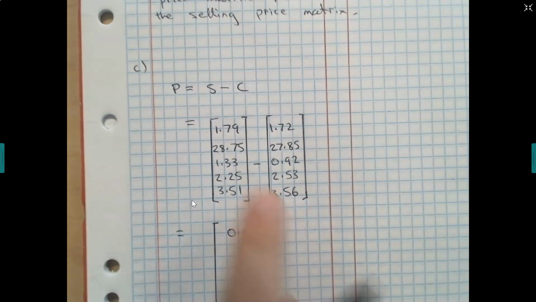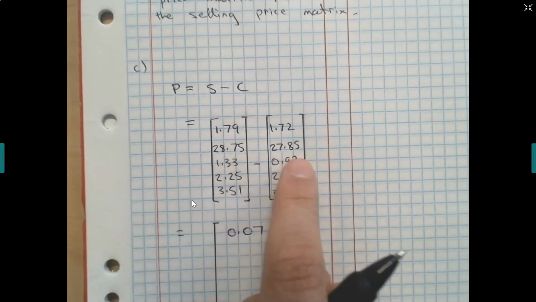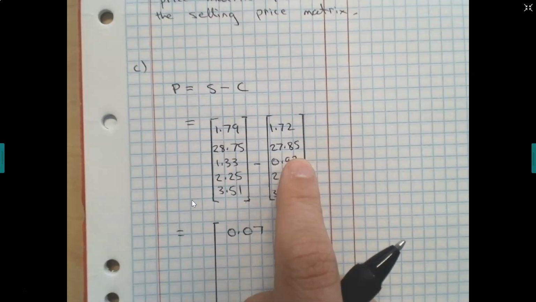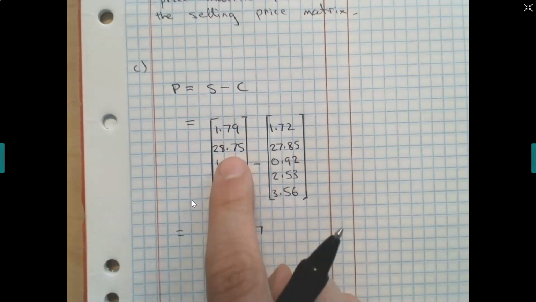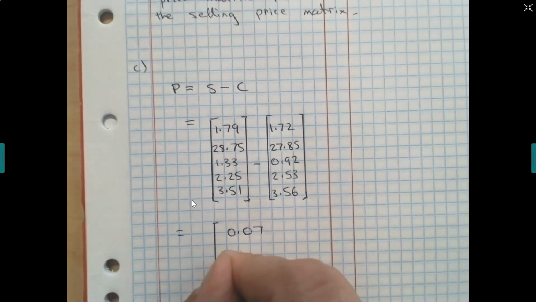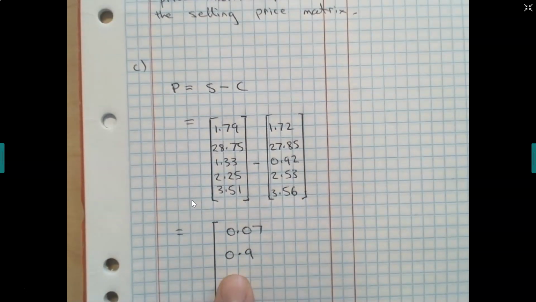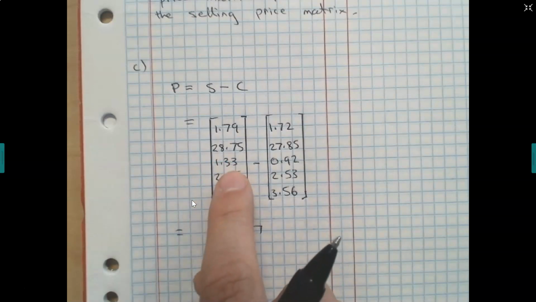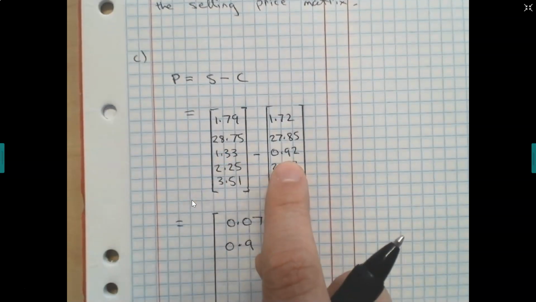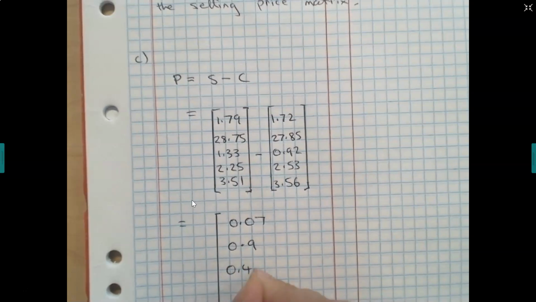Good. Then we've got 28.75 minus 27.85. So is that value going to be positive or negative? Positive, and it will come out as 0.9. So again, he made another profit on that one of 90 cents. Next one, $1.33 minus 92 cents, comes out as 0.41.